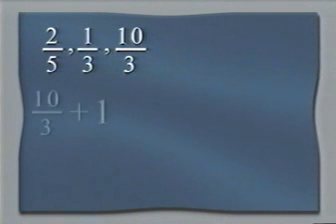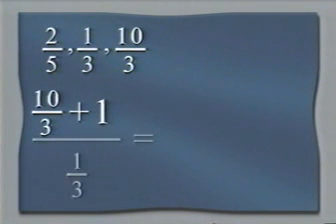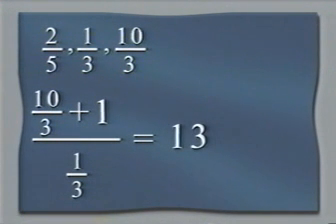And we take the third number, 10/3, add 1, which gives us 13/3, and divide by the number that preceded it, that second number, 1/3. And 13/3 divided by 1/3 is 13. Which, remember, is a rational number because we can write 13 as 13 over 1.